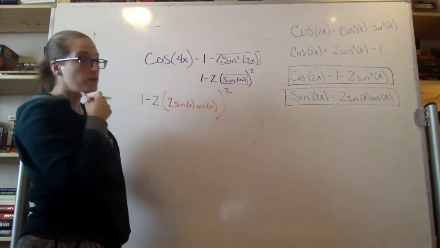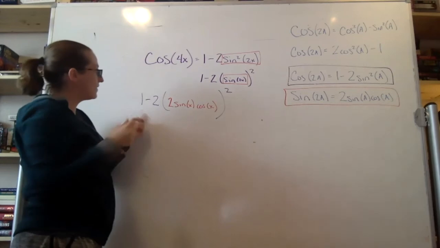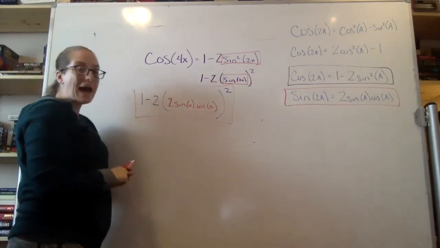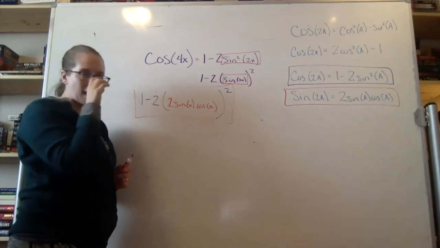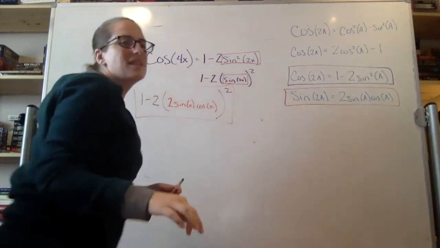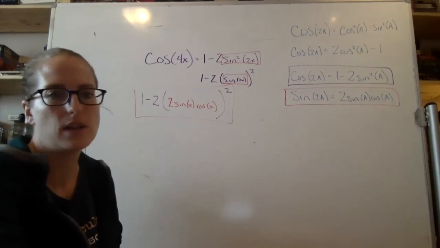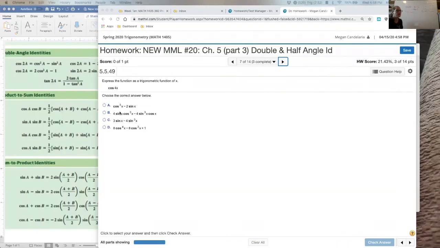Okay, so good news and bad news is we're done. We now have this just in terms of x's. Bad news, if we look at our MyMathLab options, that's none of them. What did we do wrong? Did we do something wrong? So let's take a look. So here are our MyMathLab options. None of them look like what we have up there. Ugh. So what should we do? Well, the answer is we need to do some rewriting of this.